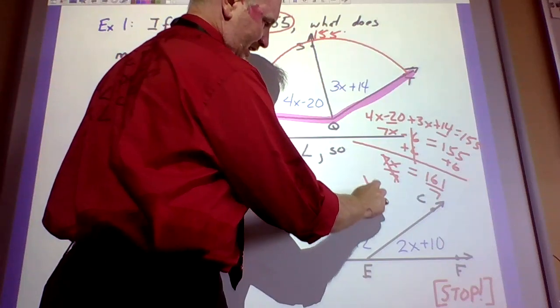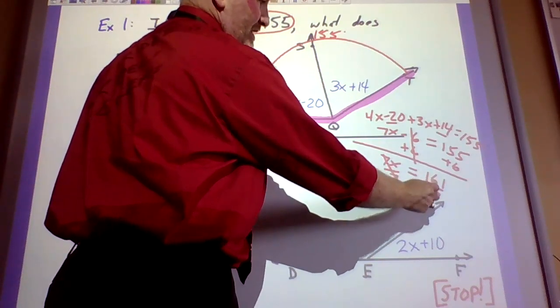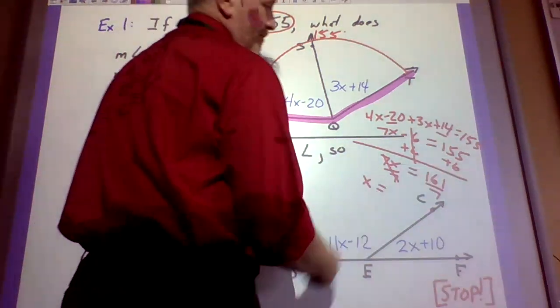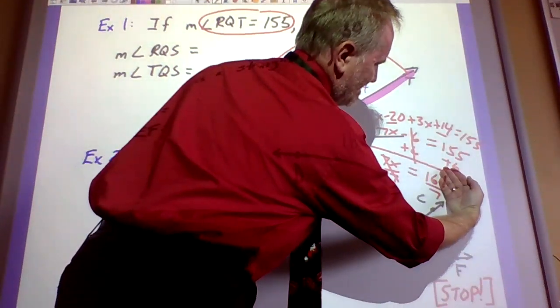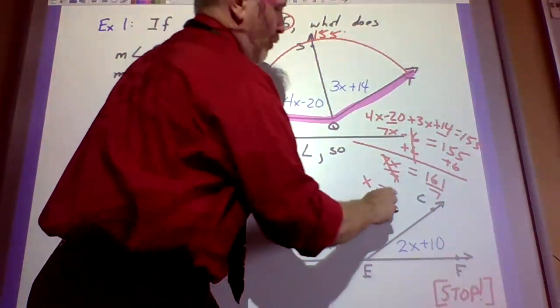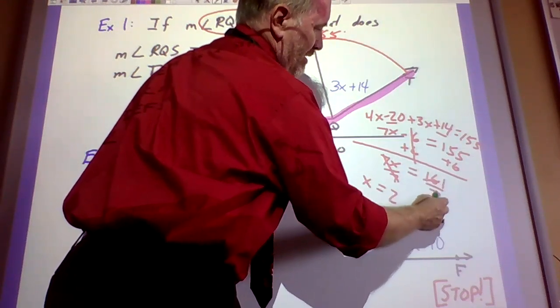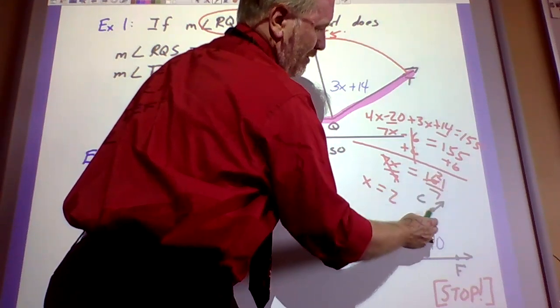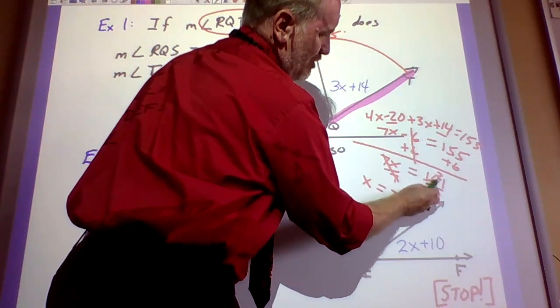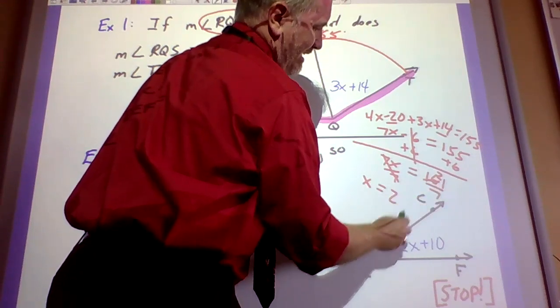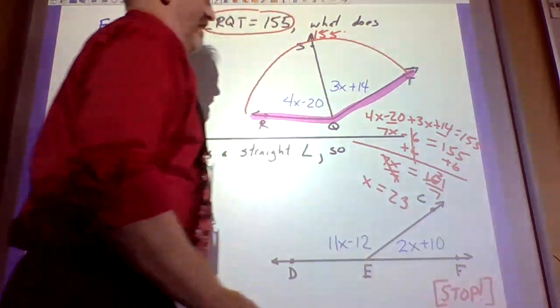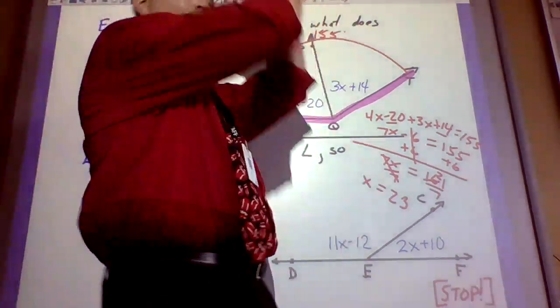And Mr. Metcalfe's freestyling again. 7 goes into 161. Well, I think everybody in here knows 7 goes into 16 twice. That would be 14, right? 7 times 2 would be 14, so that would take 2 left over. And then 7 goes into 21 exactly 3 times. So that means x is 23. Jordan!